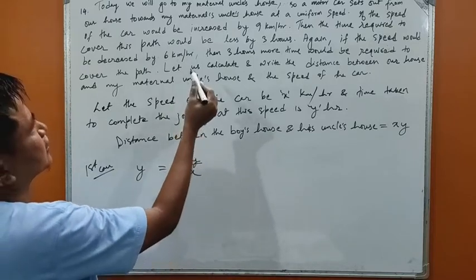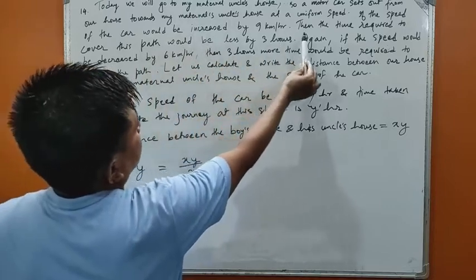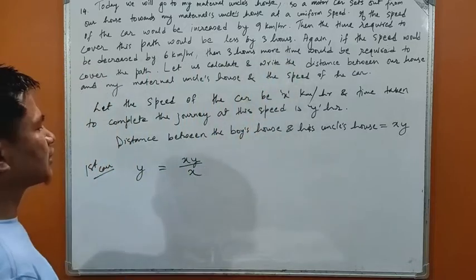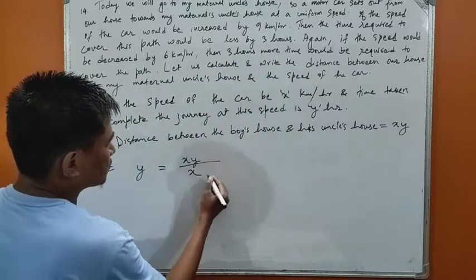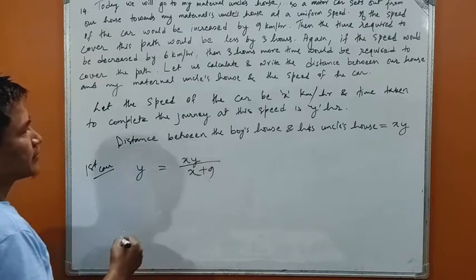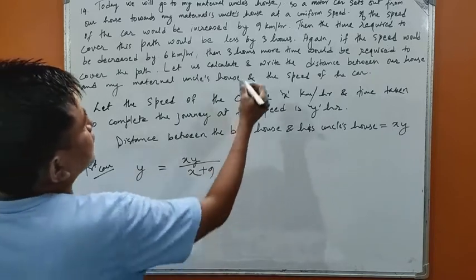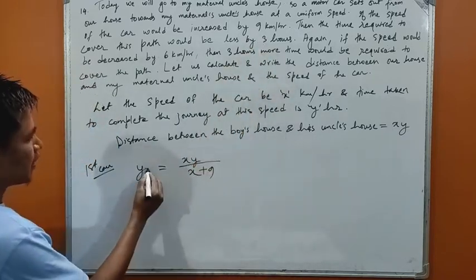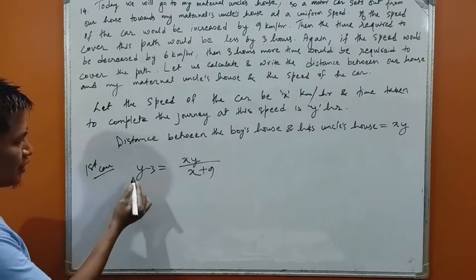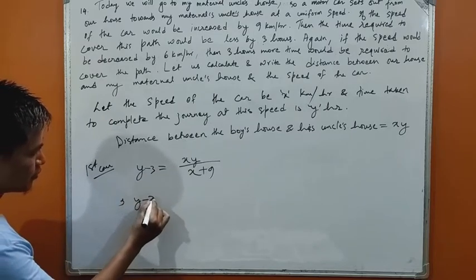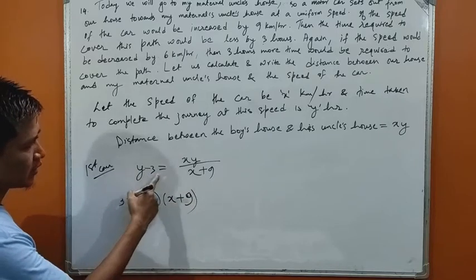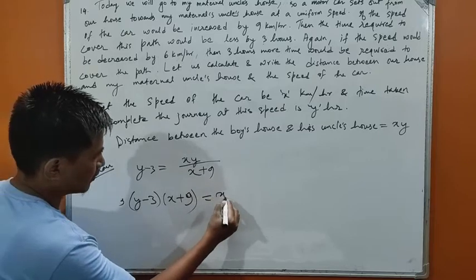Now according to the first condition, if the speed of the car is increased by 9 km per hour, meaning the speed is x plus 9, then the time the car would take to complete the journey is 3 hours less, y minus 3, isn't it? Are you getting my point? Yes, it's very, very simple. So let us cross multiply: y minus 3 into x plus 9 equals xy.